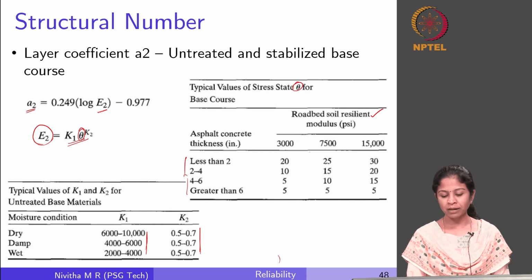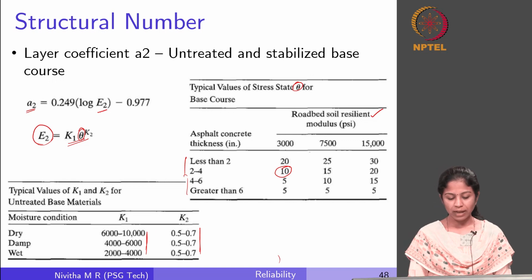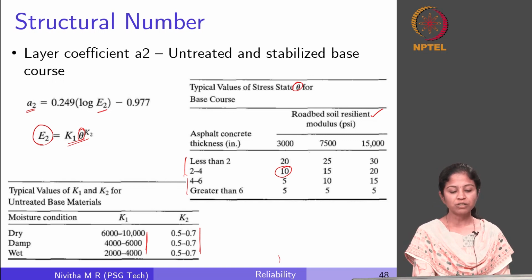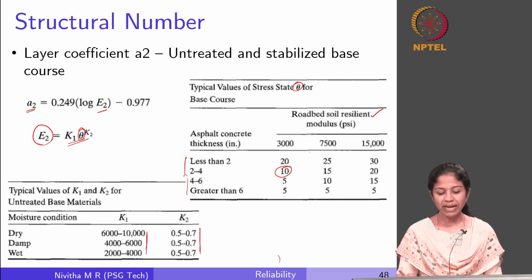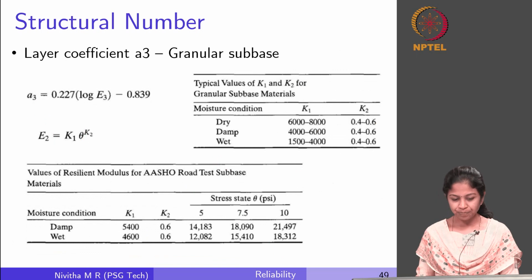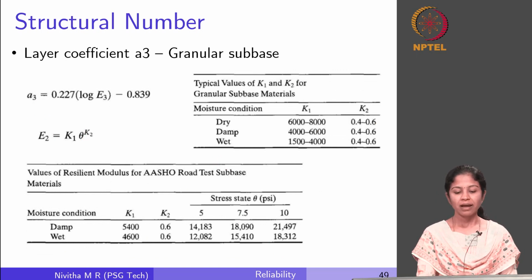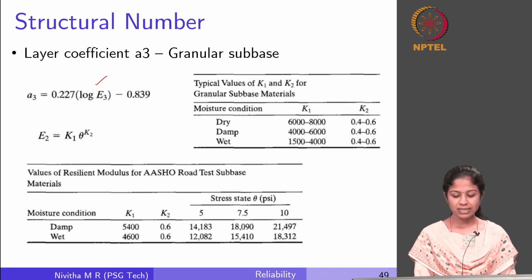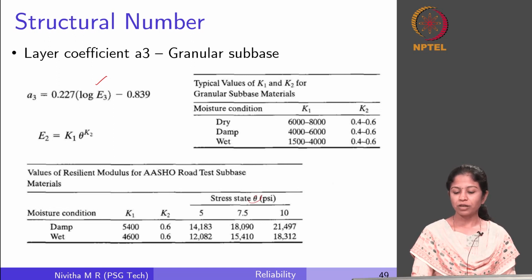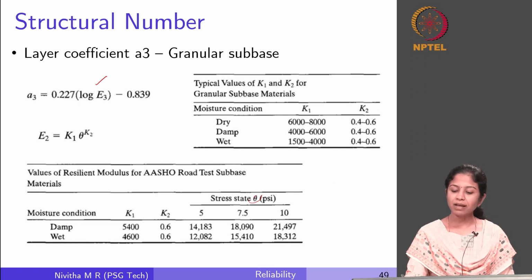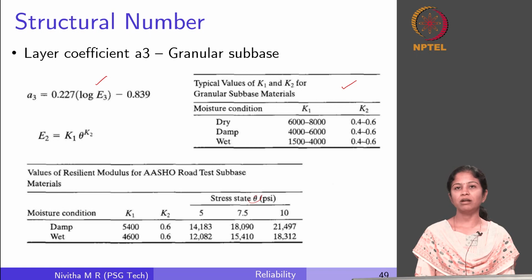Let us say we have a case wherein the thickness of the asphalt layer is between 2 to 4 inches and my roadbed resilient modulus is 3000 psi. So, this is going to be the stress state value, and we can use K1, K2, get the E2 value, use it here and get the corresponding A2 value. We have similar values for the subbase layer also. So, if you look at the granular subbase layer, we have a similar form of equation. You can see here, this depends again on two constants K1, K2, and on the stress state. The values of K1, K2 for different conditions are also specified here. In fact, these are the values of K1 and K2 for the granular subbase materials.